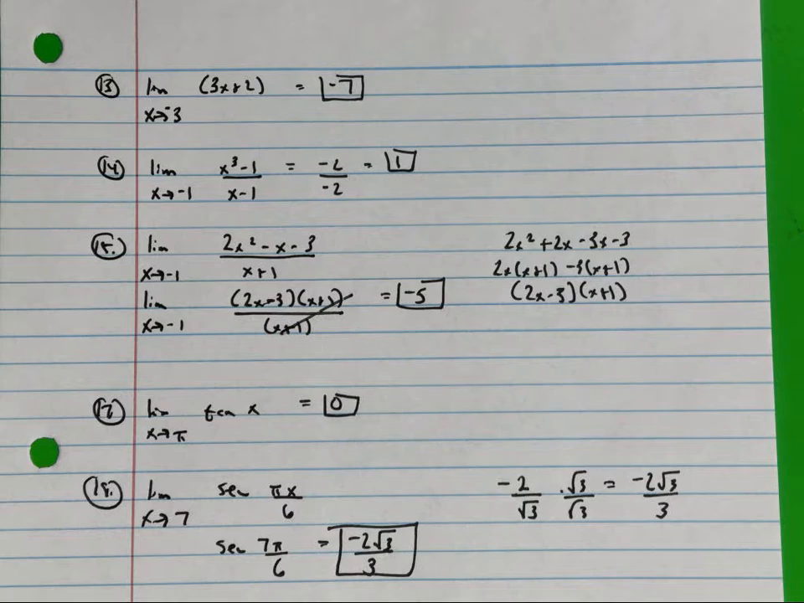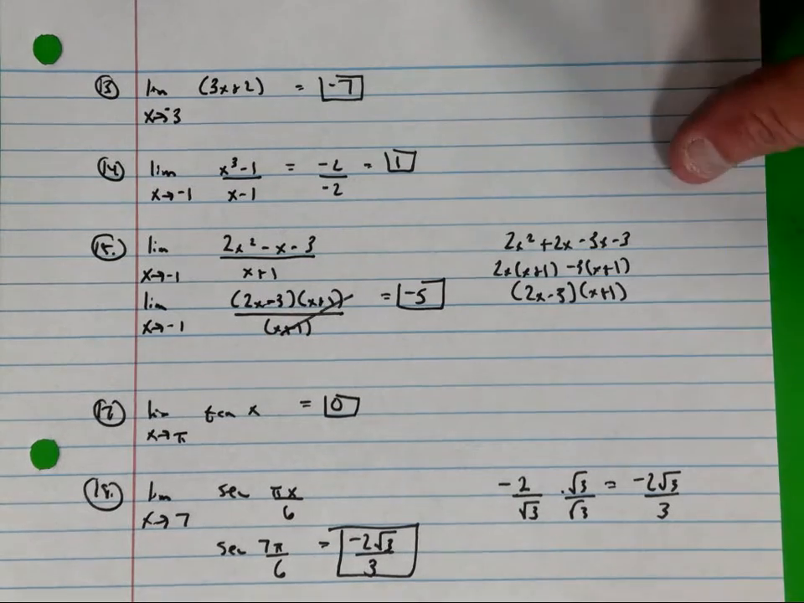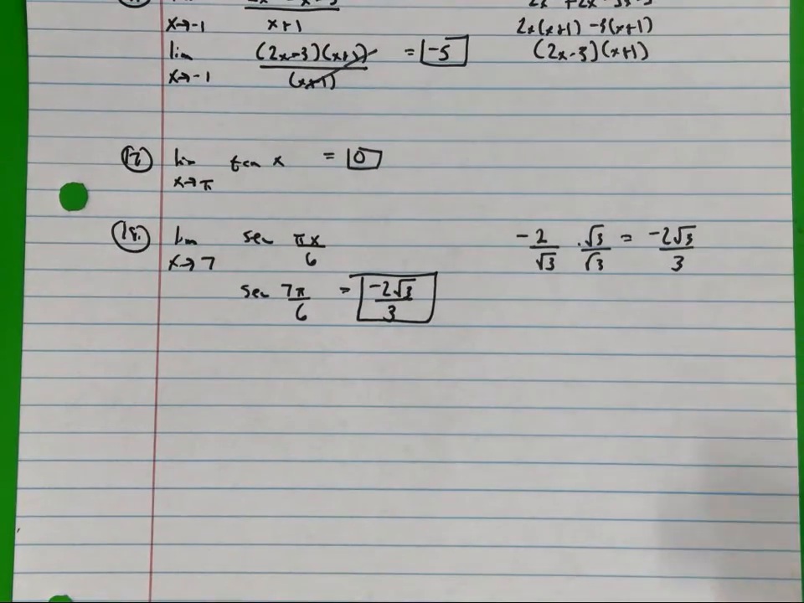And then number 18, the limit as x approaches 7 of secant of pi x over 6. I take 7, I plug it in for x. Secant of 7 pi over 6, where the cosine is negative square root of 3 over 2. I flip it, rationalize my denominator, and I get negative 2 square root of 3 over 3.